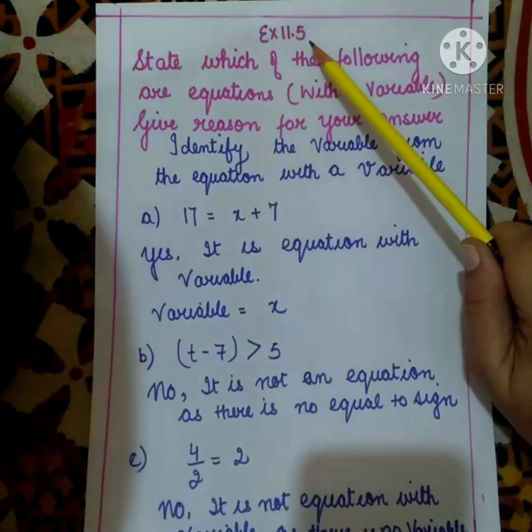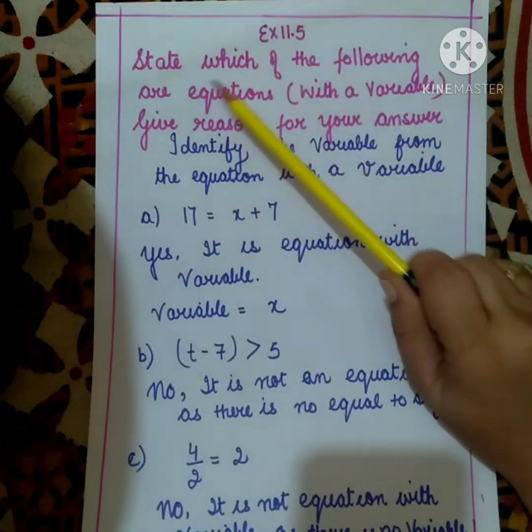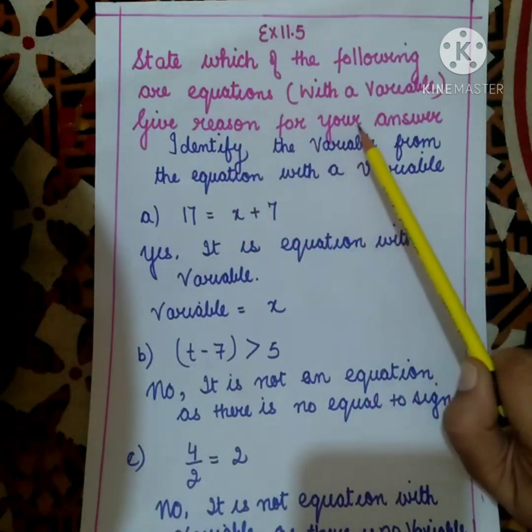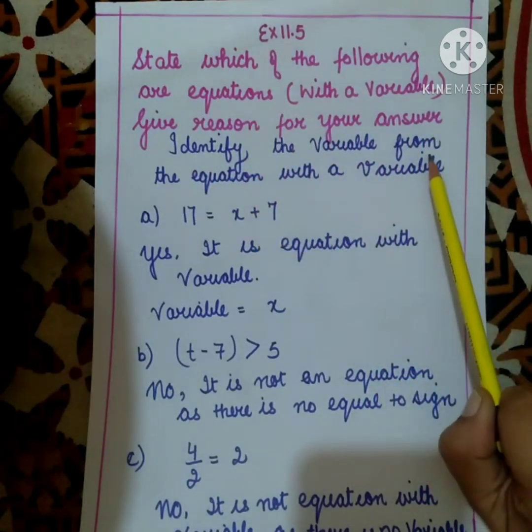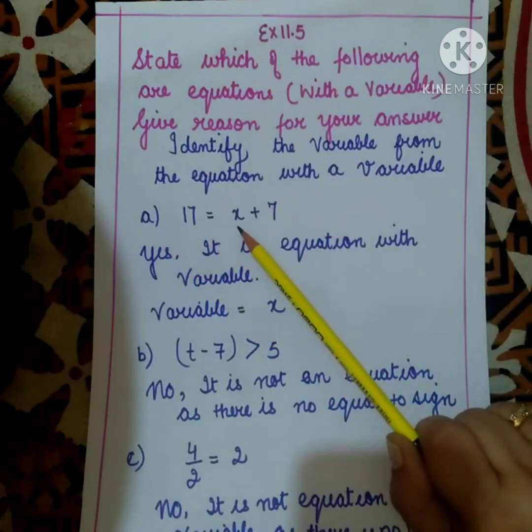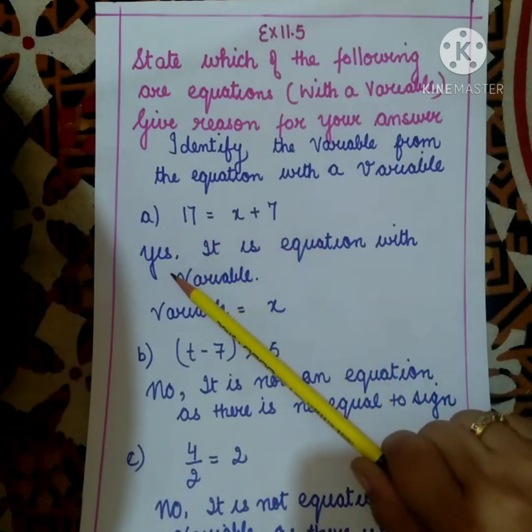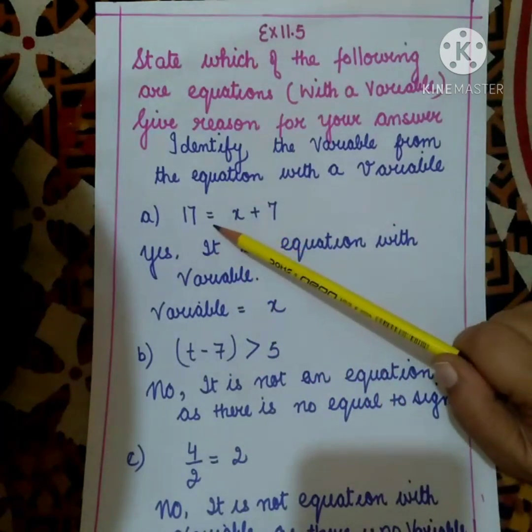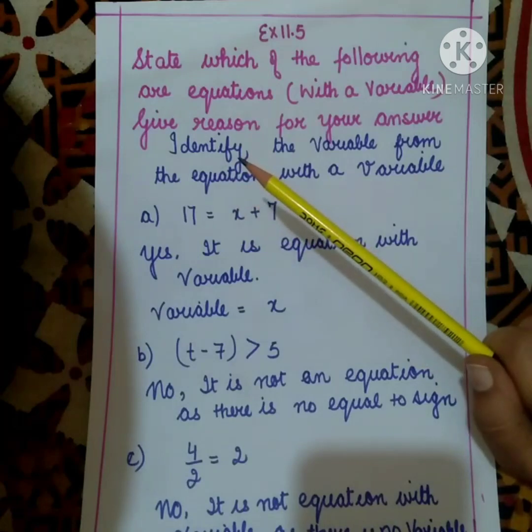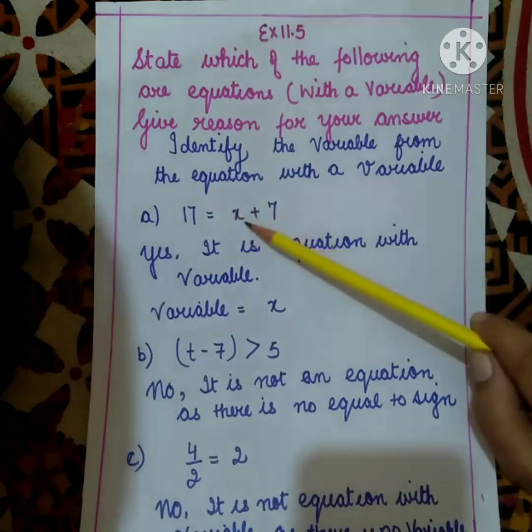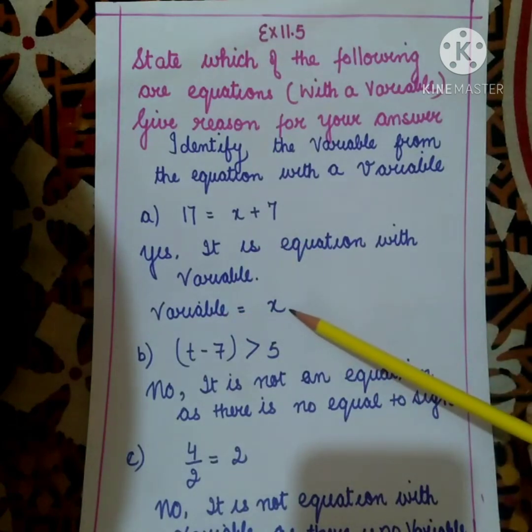Now coming to exercise 11.5: state which of the following are equations with a variable. Give reasons for your answer. Identify the variable from the equation with a variable. So A part, 17 is equal to x plus 7. Yes, it is an equation with a variable because there is a variable and also an equal to sign. So the two conditions are satisfied. The first condition is there should be an equal to sign in between, and the other is there should be a variable. So here the variable is x.